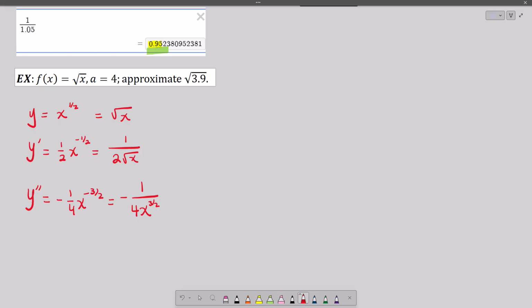The next step is to evaluate the function and its derivatives at the center. So we're going to do y of 4, that's 2. We're going to do y prime of 4, that's 1/4. We're going to do y double prime of 4. So now we plug in a 4 down there. Square root of 4 is 2. 2 cubed is 8. 8 times 4 is 32, so we have negative 1/32. So those are our 3 constants.